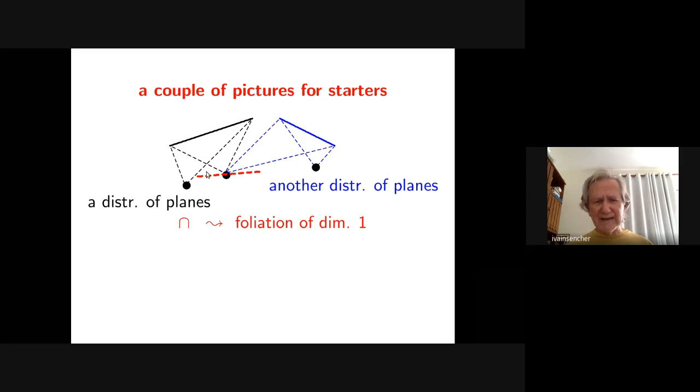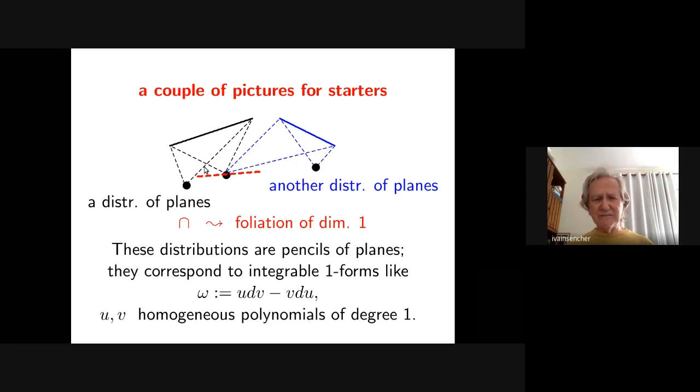So you think of the red line here as the intersection of the blue plane and the black plane attached to this particular point. Of course, there are points where the foliation is not defined, and where the distribution is not defined as well. If the point is on the line, the plane is not well defined. So singularities are allowed. So these are distributions of the kind which are called pencils. So these are pencils of planes. One could also talk about pencils of quadrics. It's harder. I'll have a word on that towards the end.